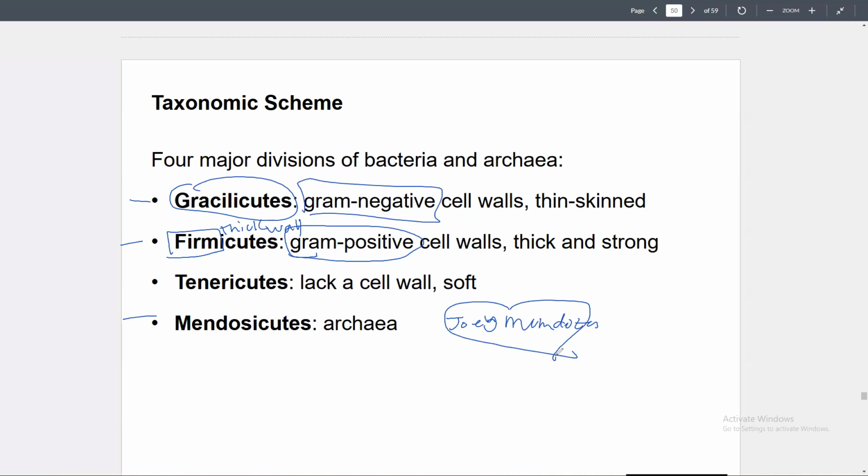So Archaea, or archaic, old, okay? So Archaea, old. These are our Mendoza cutes. Joey Mendoza was cute. And then we have our Tenericutes. Tener literally does actually mean tender. If you think it looks like tender, it actually really does in Latin mean tender. So here we have lack of a cell wall, soft. These are our mycoplasmas, right? That's how you can remember these.